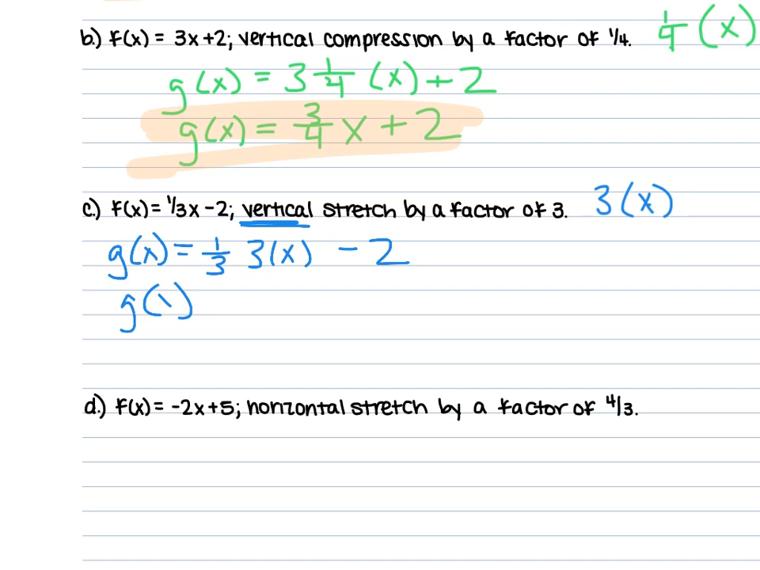So now we can simplify this. What is 1/3 times 3? Nine, right? 1/3 times 3. Oh, 1. So this would be 1. So we can just put x minus 2.